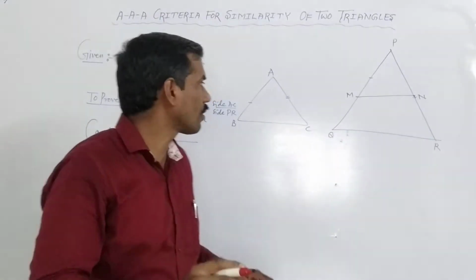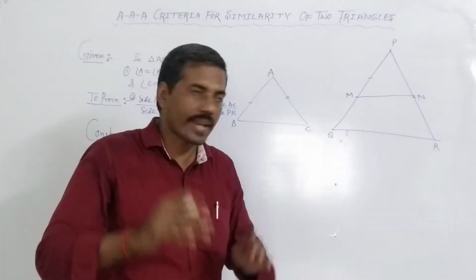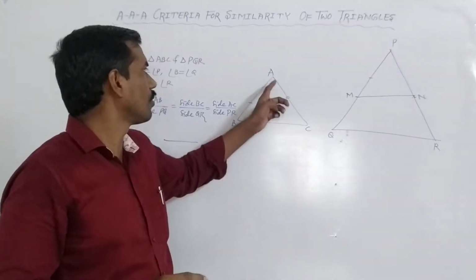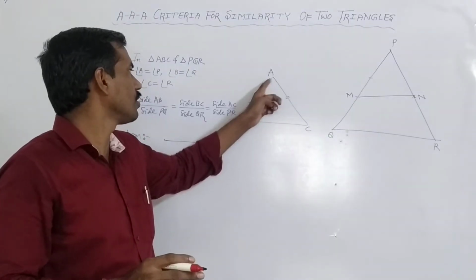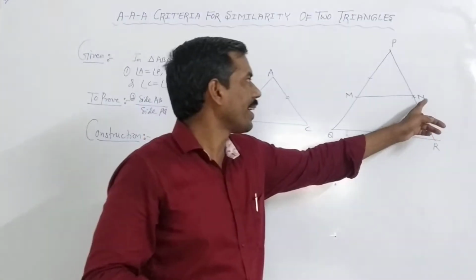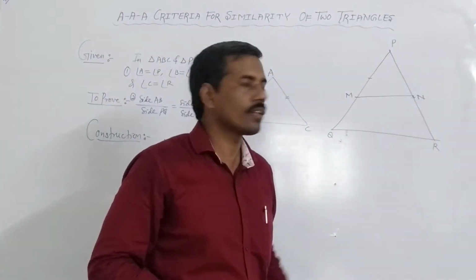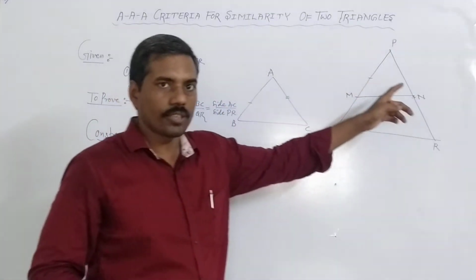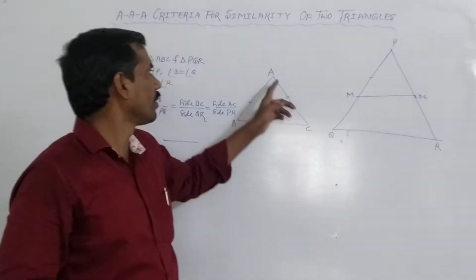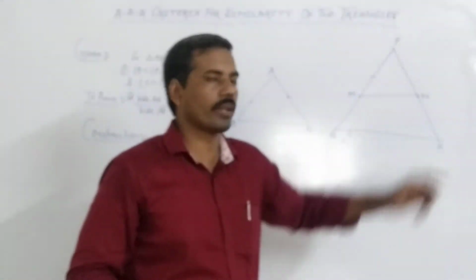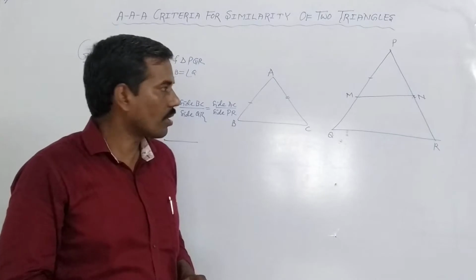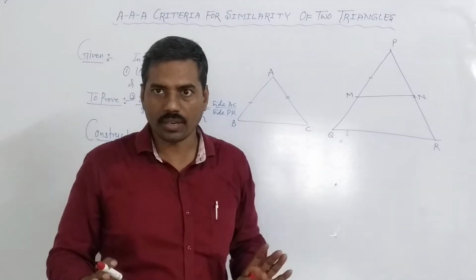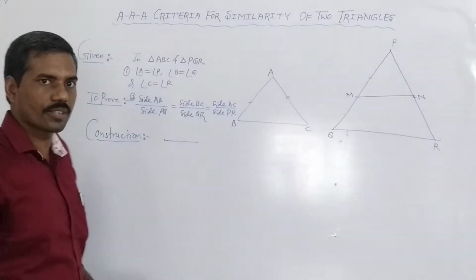The first point: take a point M on side PQ such that segment PM is equal to the length of side AB of triangle ABC. Take another point N on side PR, such that PN is equal to the length of side AC, and join MN. In this way we get a triangle PMN. Correct. Now you have to write all these points in the construction.